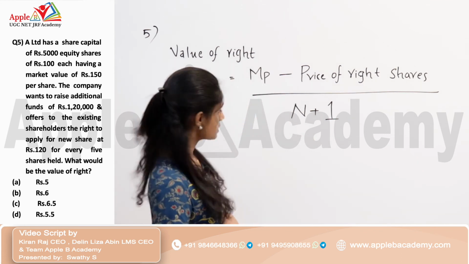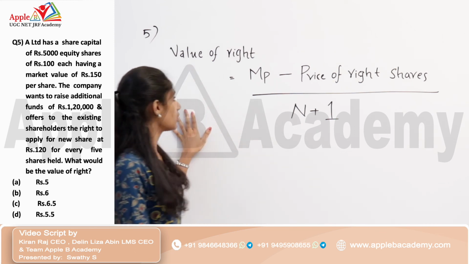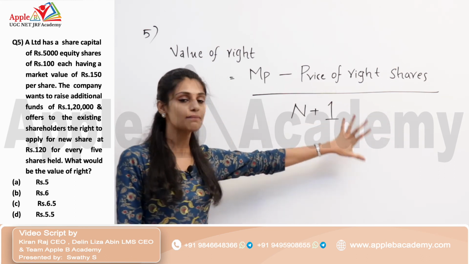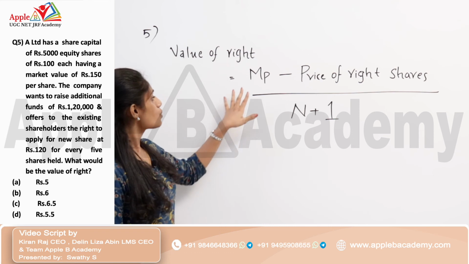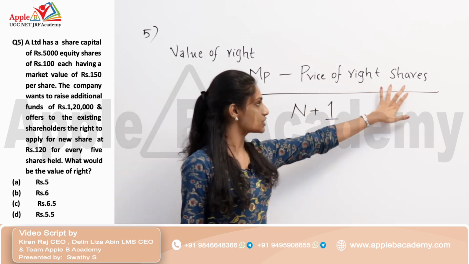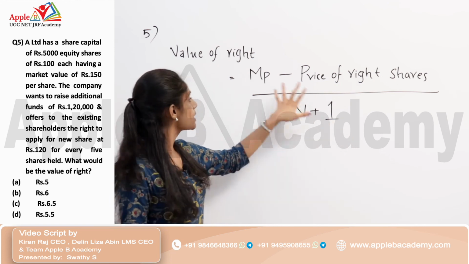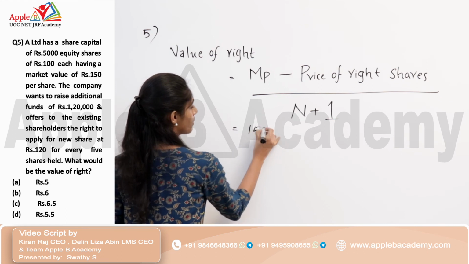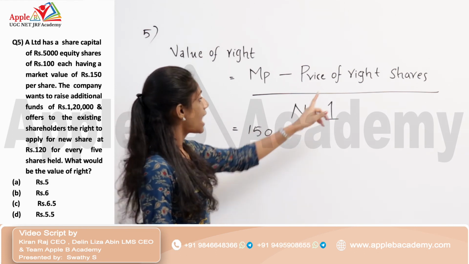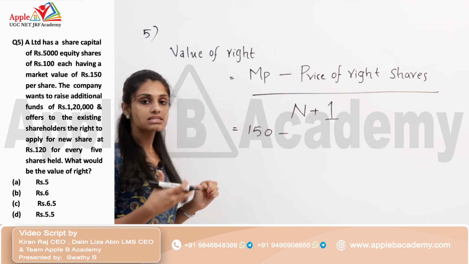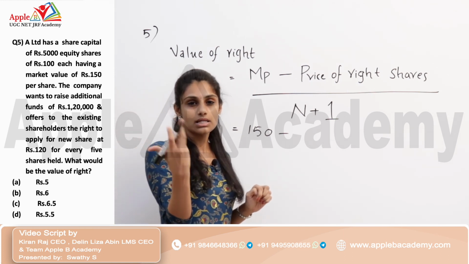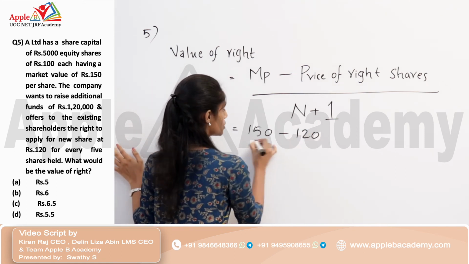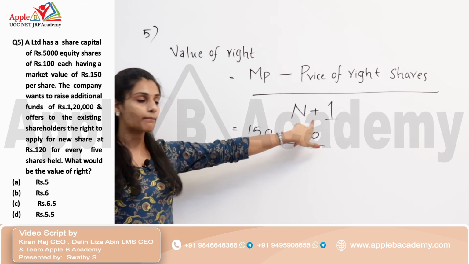Now, you can calculate the value of right shares with this equation. There are different equations for calculating, but the most simple and easy technique is this one: market price minus price of right shares, divided by n plus 1. The market price in this question is given as 150. And the price of right shares, that means the price at which the company will sell the shares to its existing shareholders, is given as rupees 120. And now n means the number of shares that they hold.